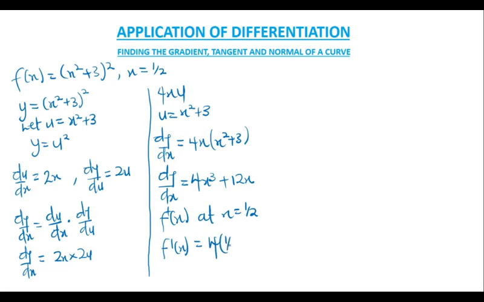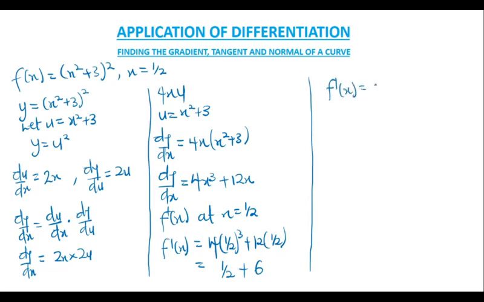So f prime of x, or dy/dx, is equal to 4 times (half) cubed plus 12 times (half). If we do everything over here, we get half plus 6. So our answer for the gradient for this particular example is 6.5. It doesn't matter whether you use dy/dx or f prime of x, it means the derivative of the function that you are given. So this is how we go about finding the gradient to a curve.